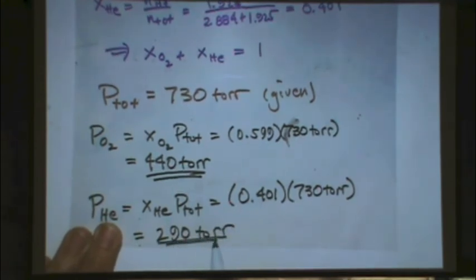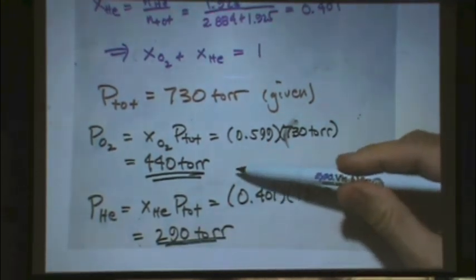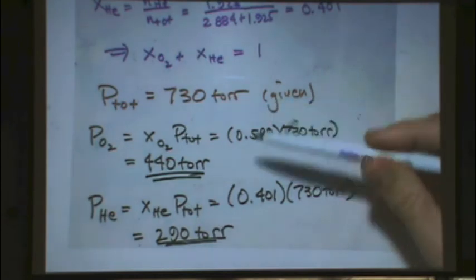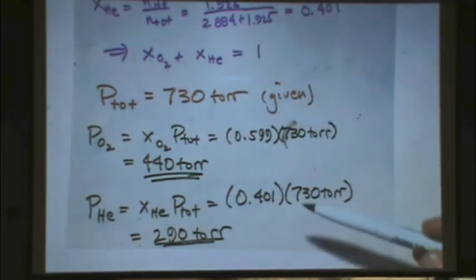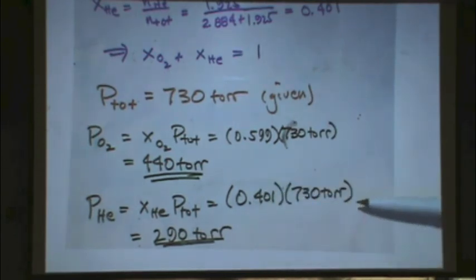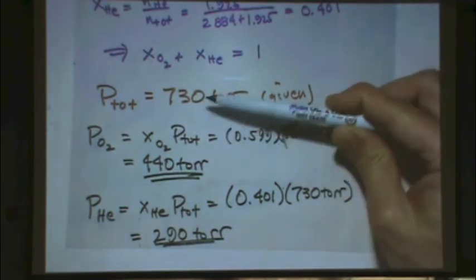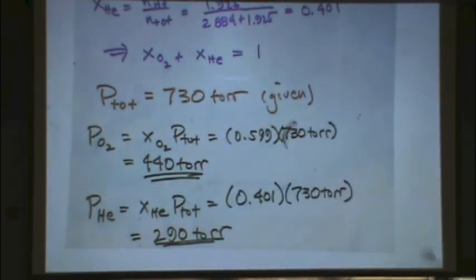Notice again that the sum of the partial pressures equals the total pressure. 290 plus 440 will equal 730. That means that instead of doing the second calculation, I could have said, oh, it's just 730 minus 440. So that would have been an alternate way to do the second question.